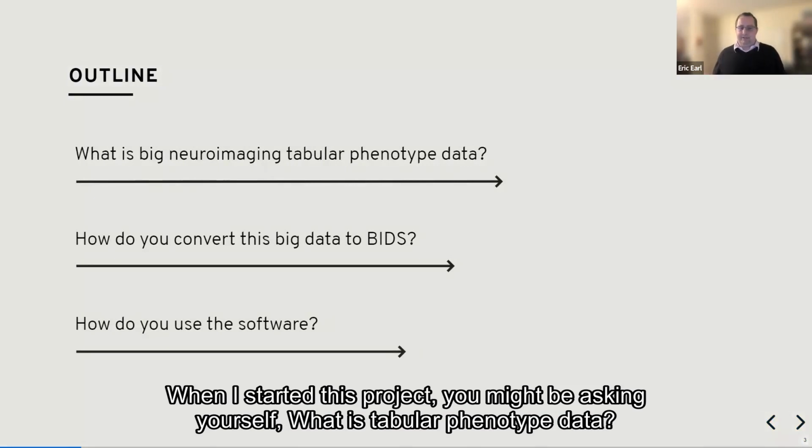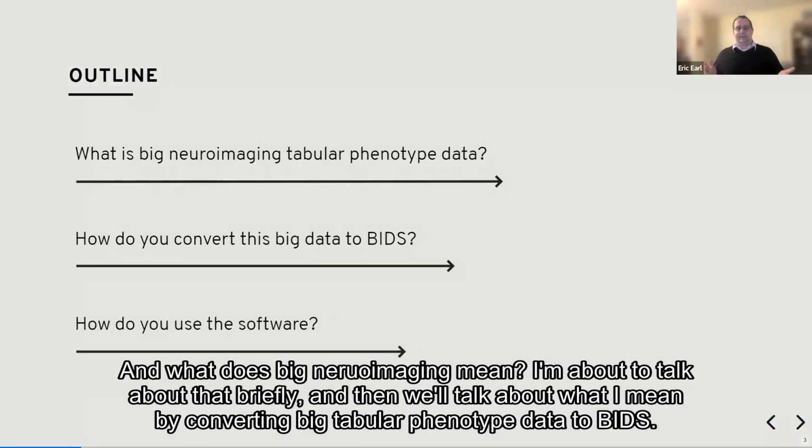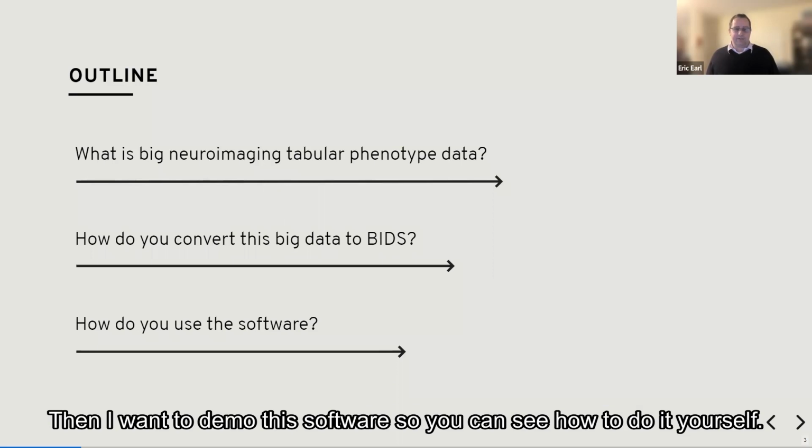If you're at all like me when I started this project, you might be asking yourself, what is tabular phenotype data? And what does big neuroimaging mean? I'm about to talk about that briefly, and then we'll talk about what I mean by converting big tabular phenotype data to BIDS. Then I want to demo this software so you can see how to do it yourself.